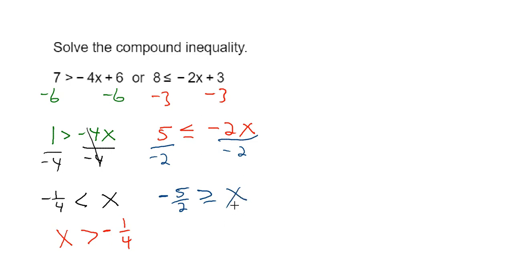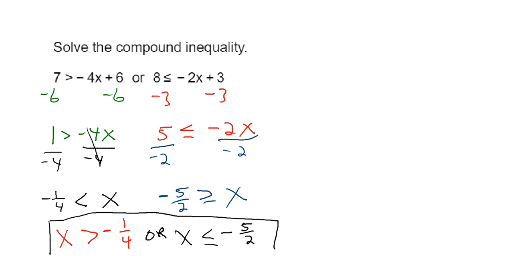And then, because x is on the right-hand side, makes it kind of hard to figure out which way to graph, I'm going to flip this around, put x on the left-hand side, -5/2 on the right-hand side. The symbol has to get flipped around with it, and so we get this. It's still an or, so I'm going to put or down here. And so this is solving the inequality for x.